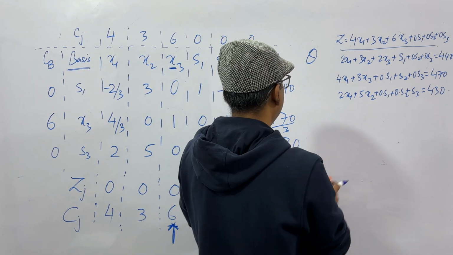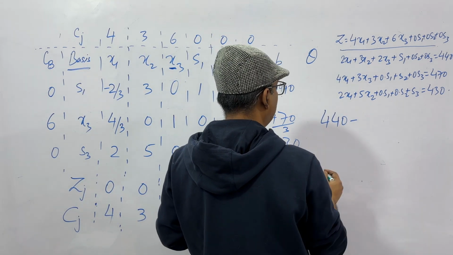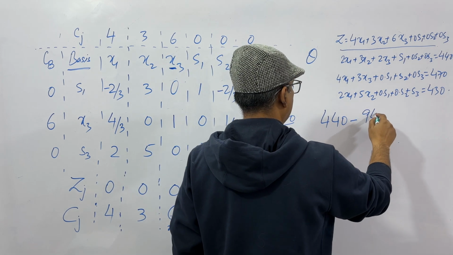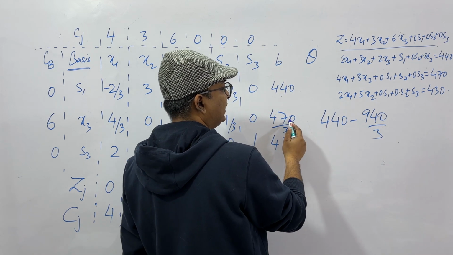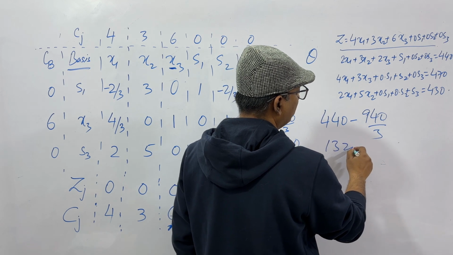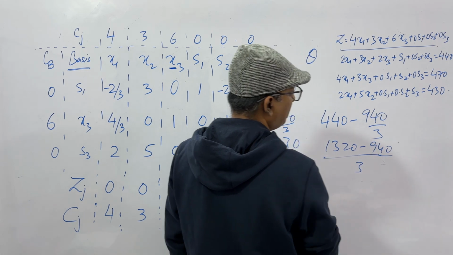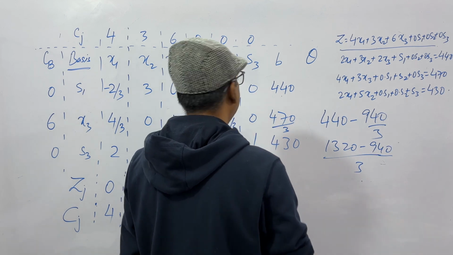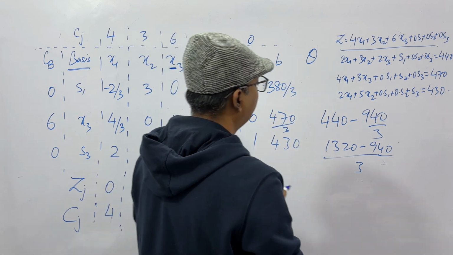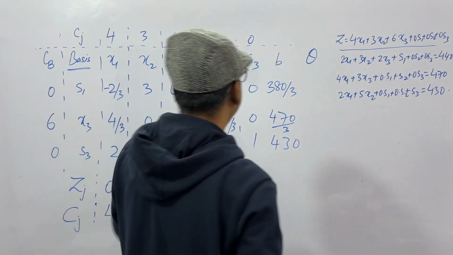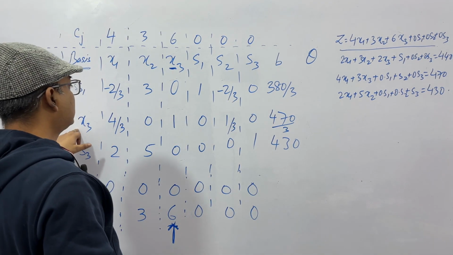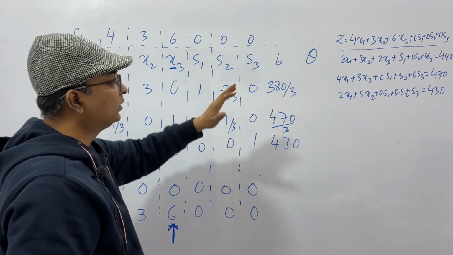This minus twice of this: we have to do 440 minus twice of this. Twice means this is 940, so 940 by 3. 450, 450, 900 and 20, 20, 40. Now here, this is 1200 and 120, so 1320 minus 940 by 3. Now this will be 320 plus 60, so 380 by 3. So here we'll have 380 by 3. We need to do this because this is the value of this variable. Finally, when we have our optimal solution, x3 will be this. If this is s1, this will be this. So we have to keep doing this.